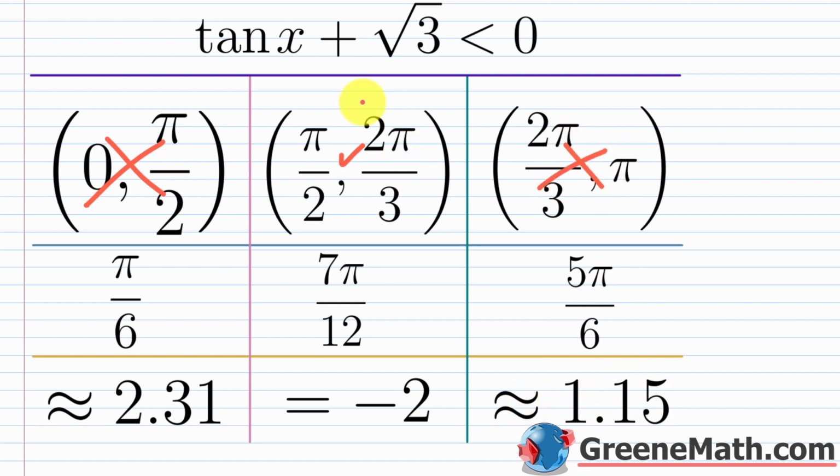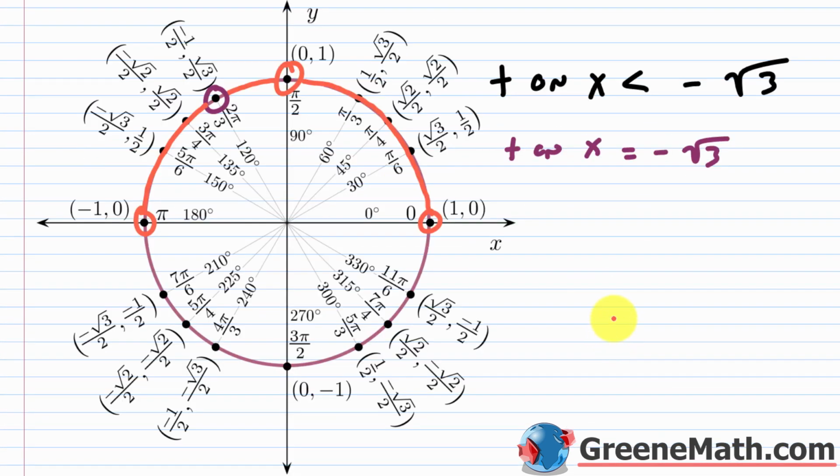So if you want to put your solution together, again, you can do it here. I prefer to go to the unit circle. So just coming back here, let me erase this and this. Basically, this right here is where it's going to work. So between pi over 2 and 2 pi over 3, 2 pi over 3 will not be included because it's a strict inequality, and pi over 2 will not be included because that's where it's undefined.